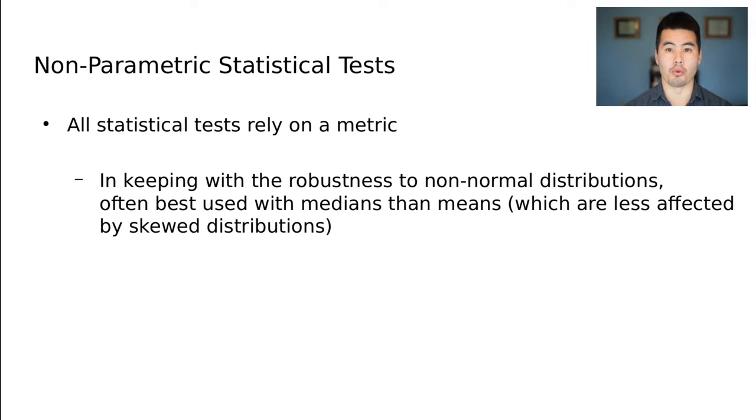As I mentioned before, these non-parametric tests are great for skewed distributions. And just a little added plug here: if you think you have skewed distributions, which again I often assume to be the case just because it's easier than actually checking, medians tend to be better for skewed distributions than means.